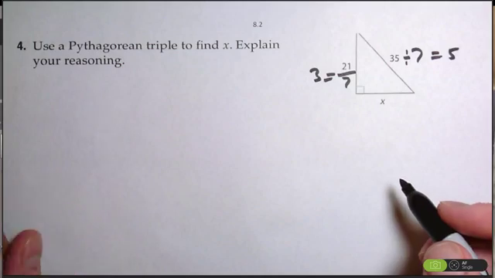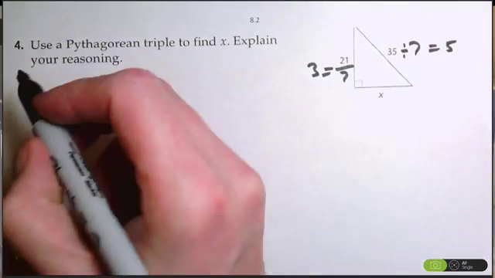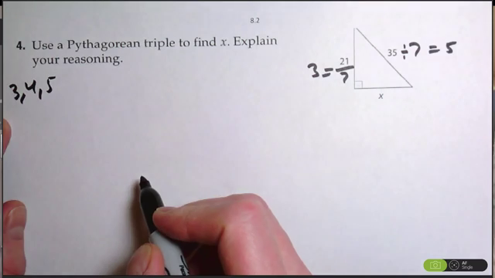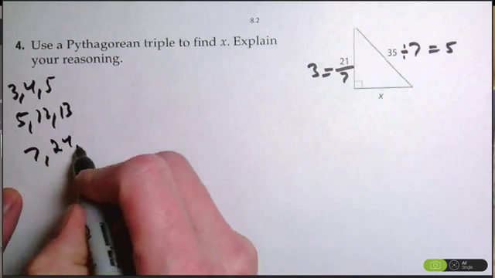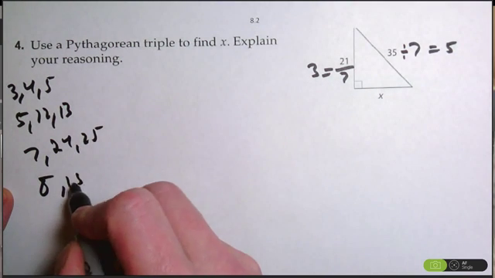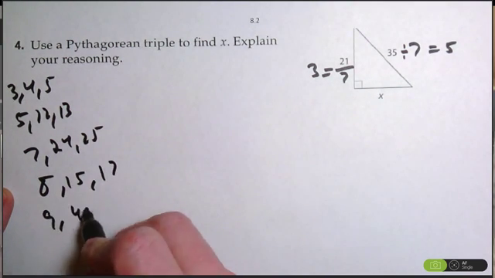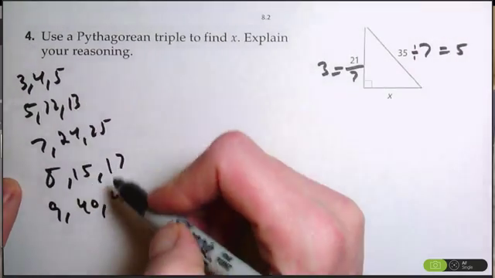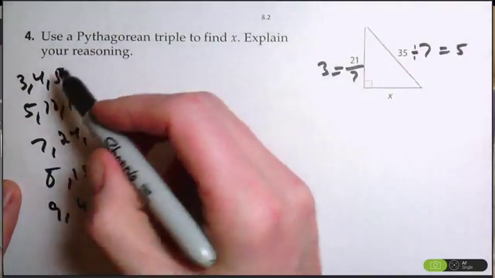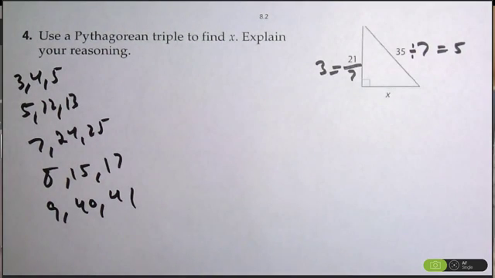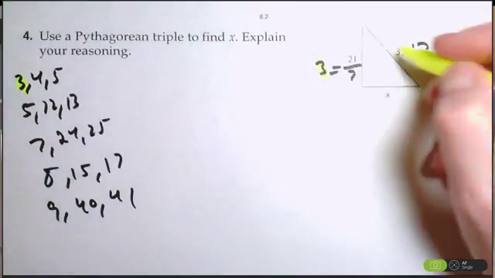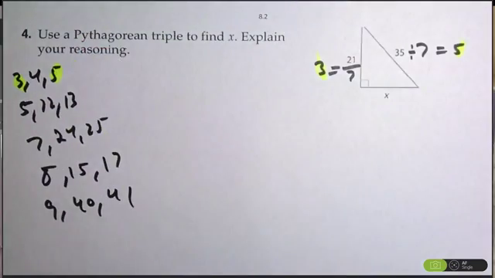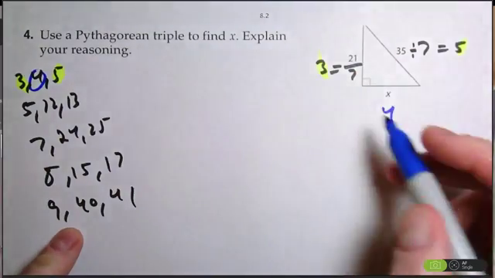Then we have to say, okay, well, which one of our triples does it look like it matches up with? We have 3, 4, 5 is a set of triples. 5, 12, 13. 7, 24, 25. 8, 15, 17. And 9, 40, 41. Any one of these or a multiple of it is a triple. And in this case, hopefully you'd catch pretty quickly, oh, 3, 5. This must be then a 3, 4, 5.